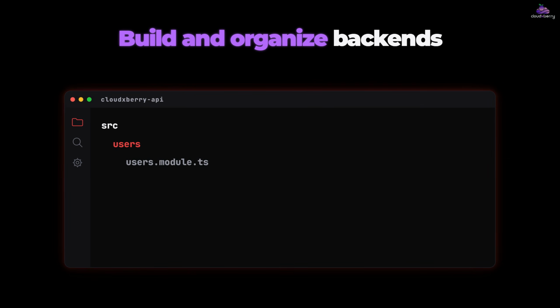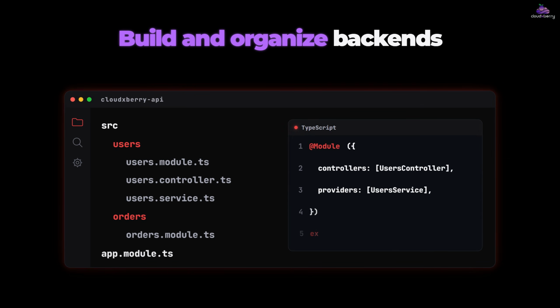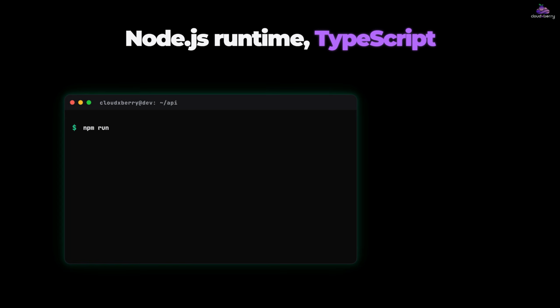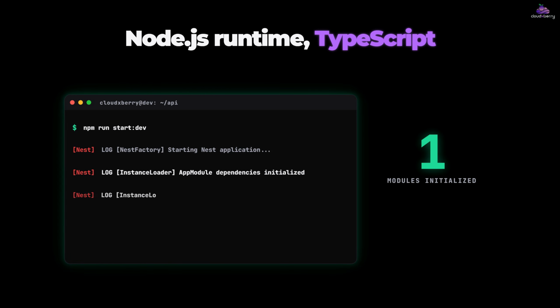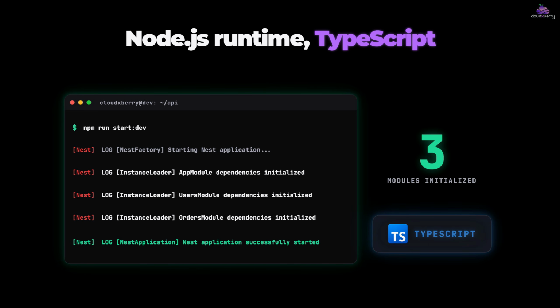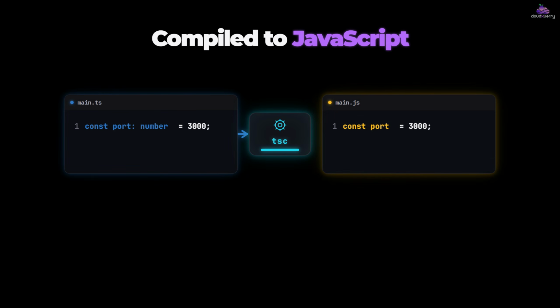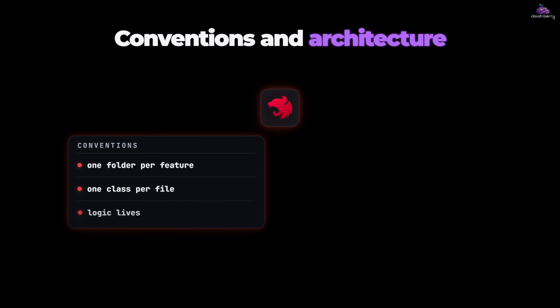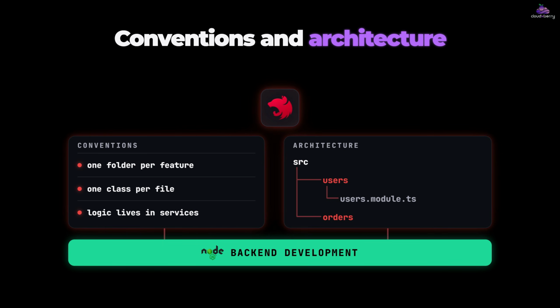NestJS gives you a structured way to build and organize backend applications. It doesn't replace Node.js. Instead, it runs on the Node.js runtime and is primarily designed around TypeScript, which is compiled to JavaScript before the application runs. The result is a framework that brings conventions and architecture to Node.js backend development.